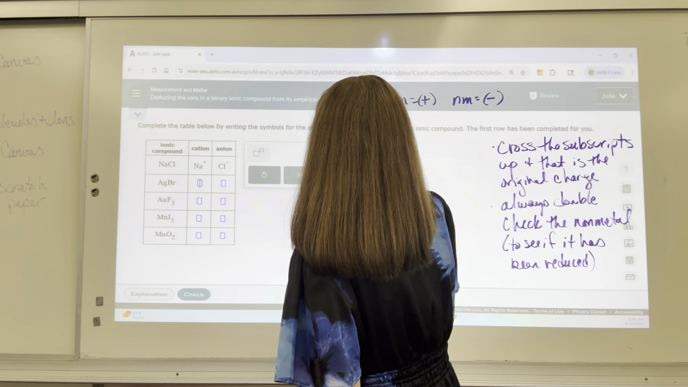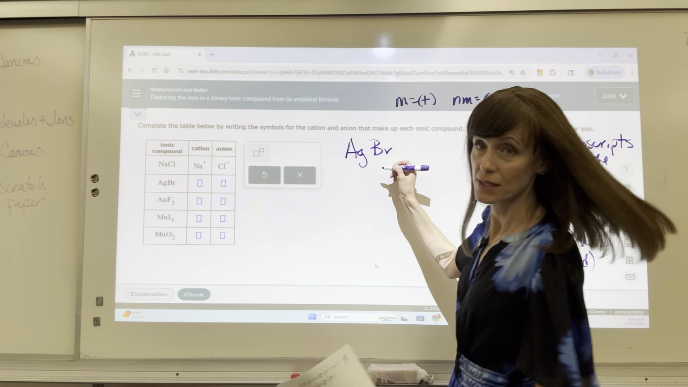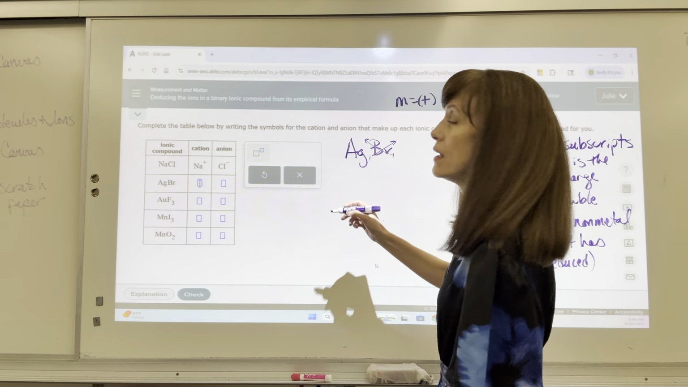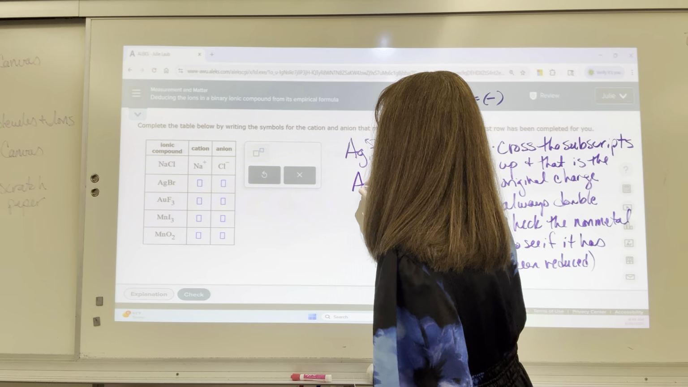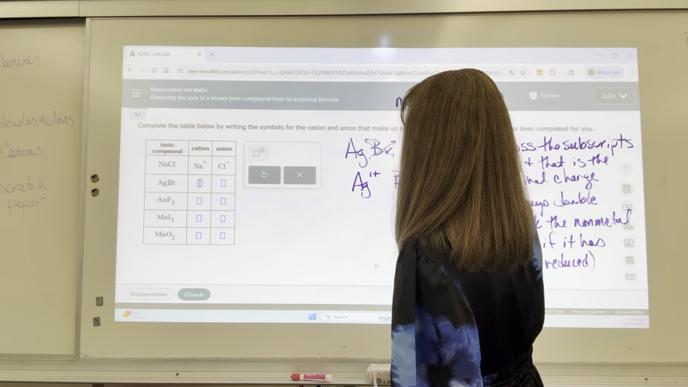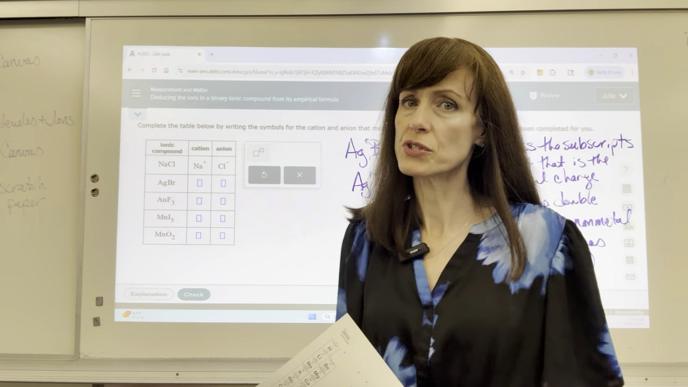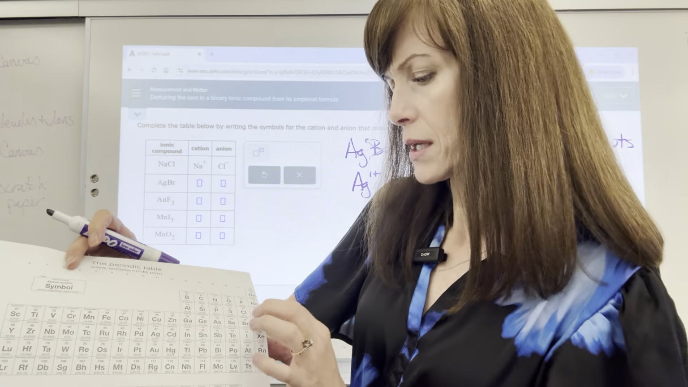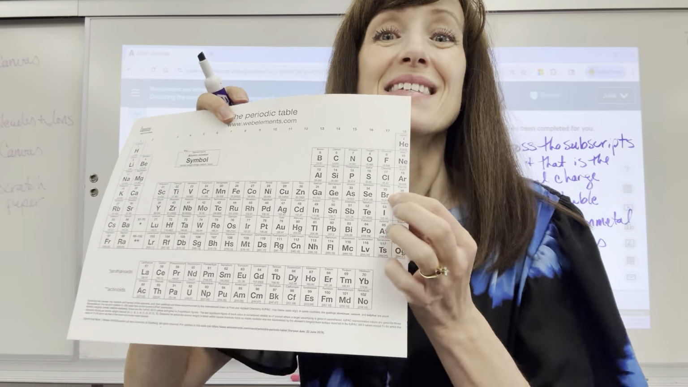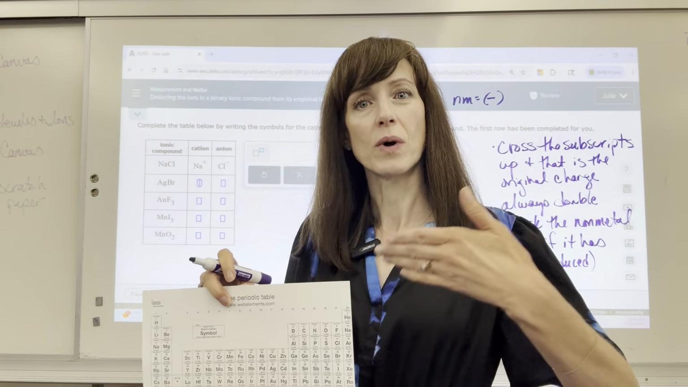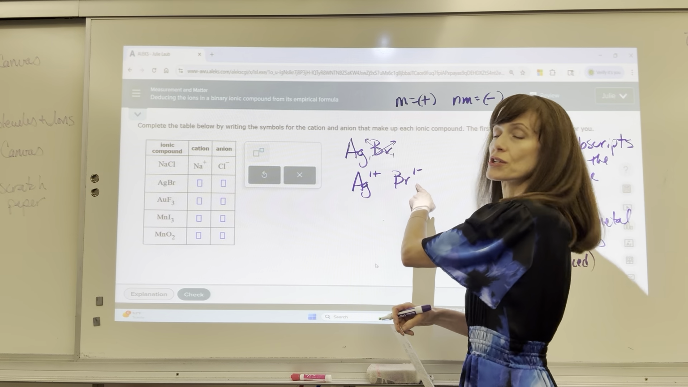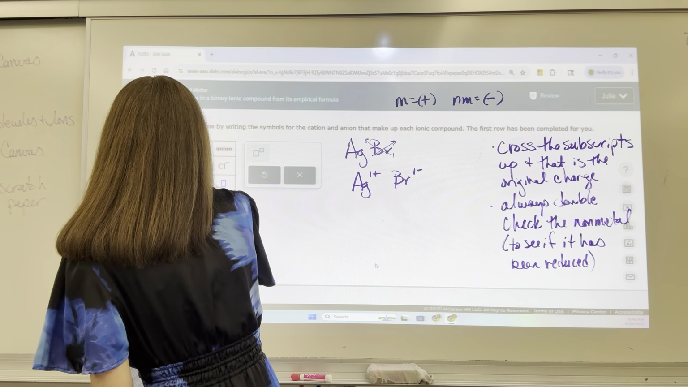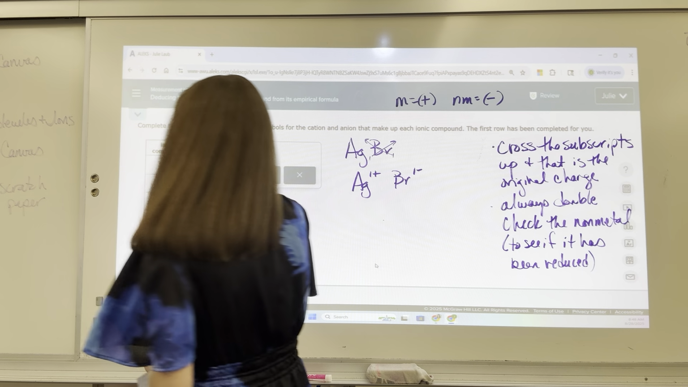We've got a silver bromide. So this is understood to be a 1 and a 1. Cross those numbers back up. That means our original charges were Ag 1 plus, Br 1 minus. Now I always double check that nonmetal to make sure the compound wasn't reduced. So let's take a look. Oh, bromine, 7 valence electrons. It gains 1 electron. Yes, that is correct. Bromine is a 1 minus charge. So here I can type in Ag plus, Br minus.